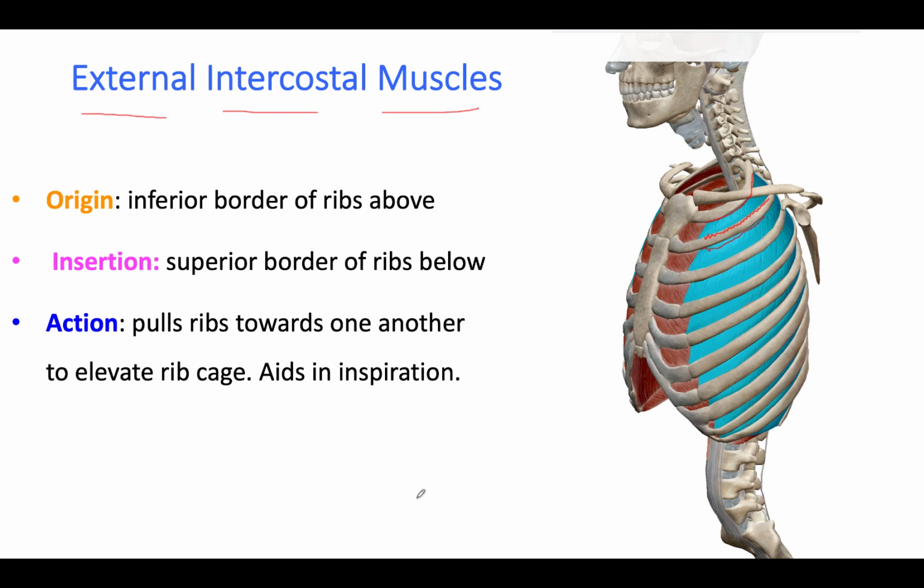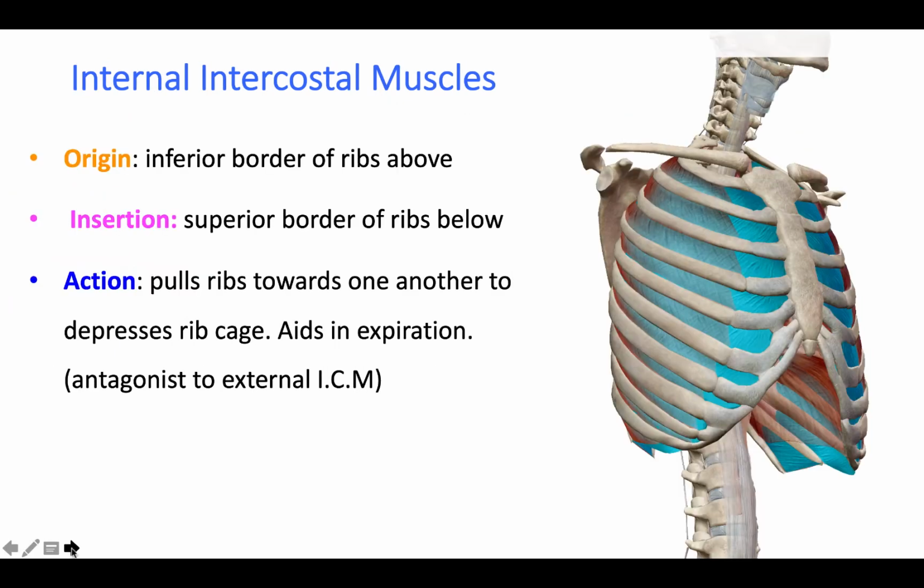So their job, their action is they actually end up pulling the ribs towards one another, elevating the rib cage, so bringing it upwards when you are taking that breath, inhaling. The internal intercostal muscles. They have the same origin and insertion, but the muscle is different.